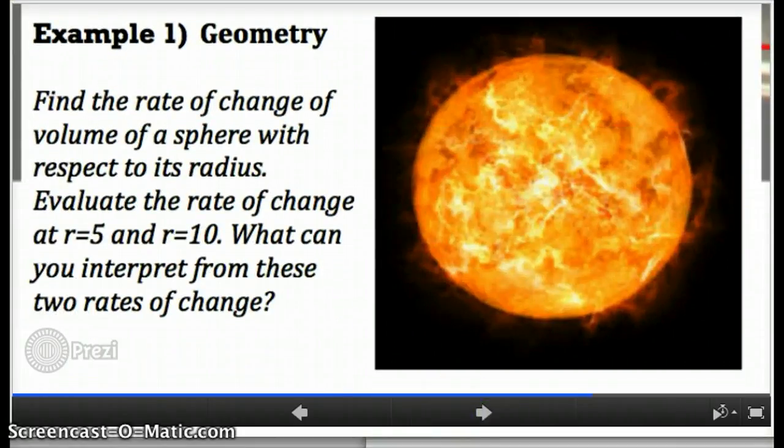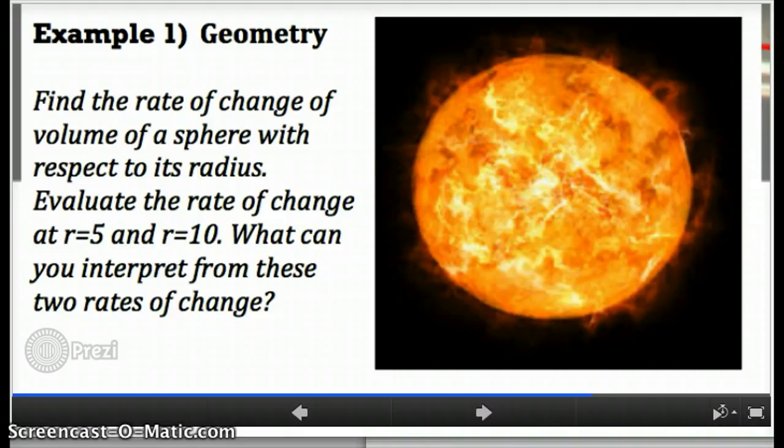We'll start with an example that involves some geometry. Find the rate of change of the volume of a sphere with respect to its radius. Evaluate the rate of change at r equals 5 and r equals 10. What can you interpret from these two rates of change?